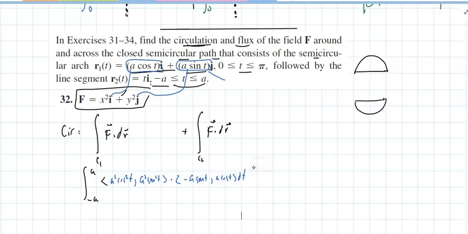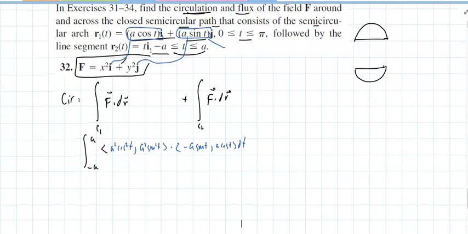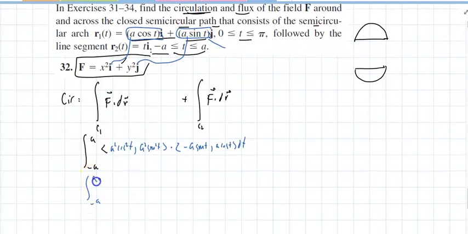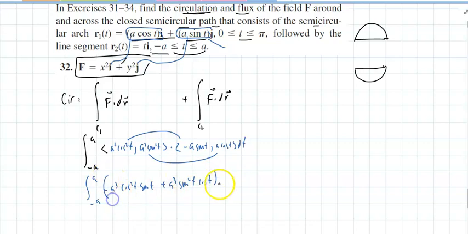So in this case, that would be the integral from negative A to positive A of negative A cubed, the cosine squared of t, sine of t, plus A cubed, the sine squared of t, cosine of t, dt. Alright, I'll get to that in a minute.